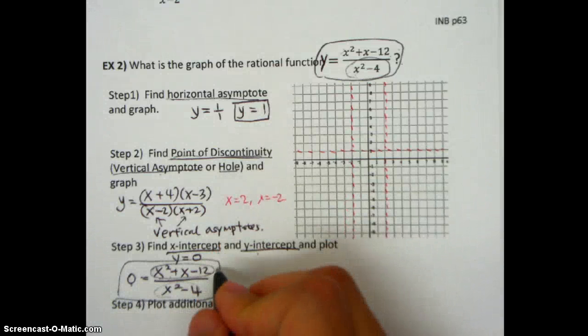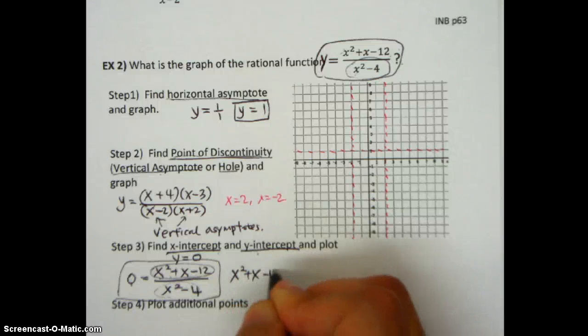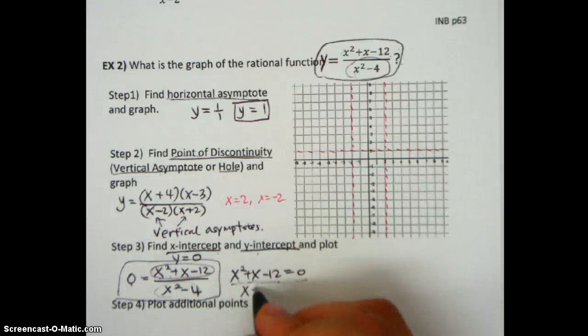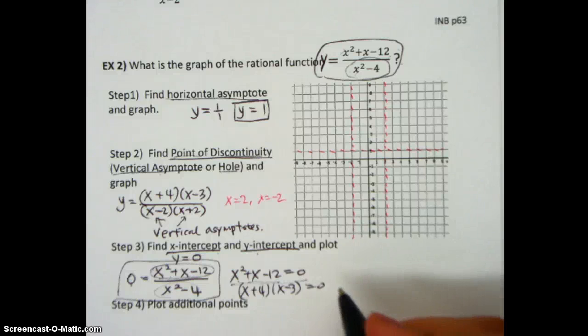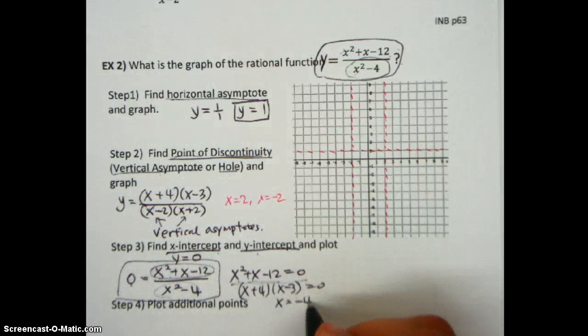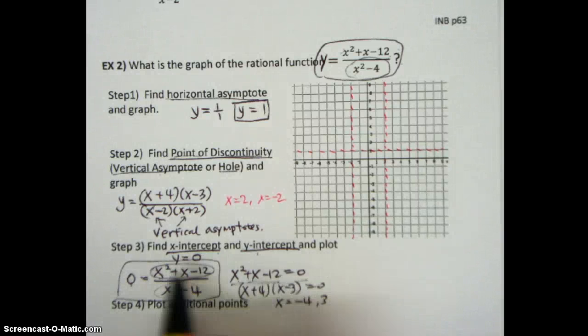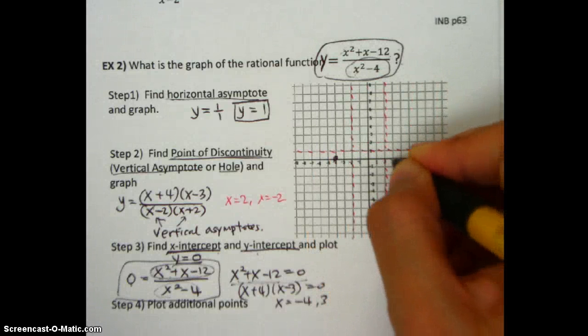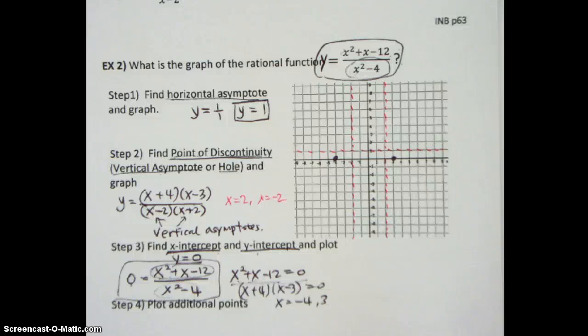So we just set the top equal to 0. x squared plus x minus 12 is equal to 0. We know from the previous factoring this is equal to x plus 4 times x minus 3 equals 0. If this is true, then x must be negative 4 or 3. So that's your x-intercept because you set y equal to 0. So x equals negative 4 and 3. These are the two points that the graph must pass through.